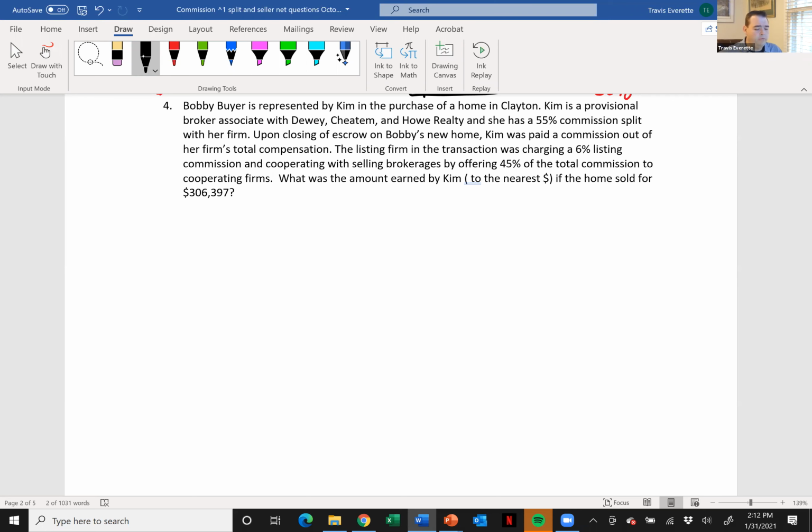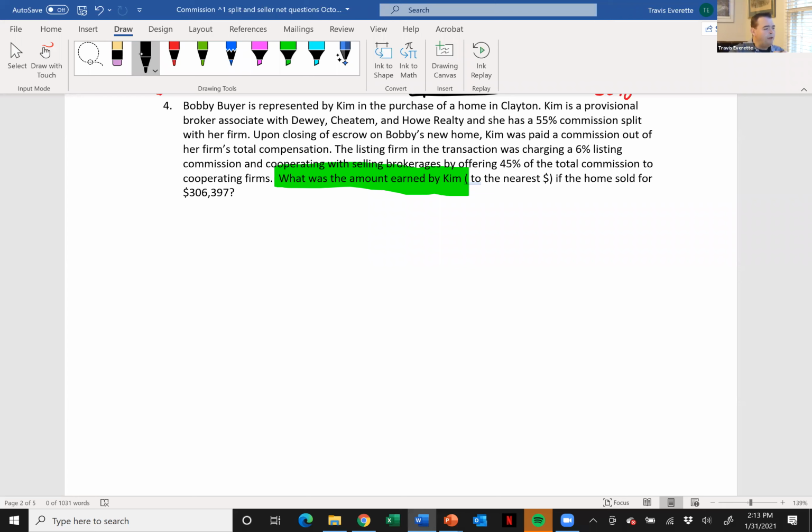So we'll keep reading. Upon closing of escrow on Bobby's new home, Kim was paid a commission out of her firm's total compensation. The listing firm in the transaction was charging a 6% listing commission and cooperating with selling brokerages by offering 45% of the total commission to cooperating firms. What was the amount earned by Kim? So there's my question right there. What was the amount earned by Kim? Not by her firm, not by her side, but by her personally, if the home sold for $397,000.